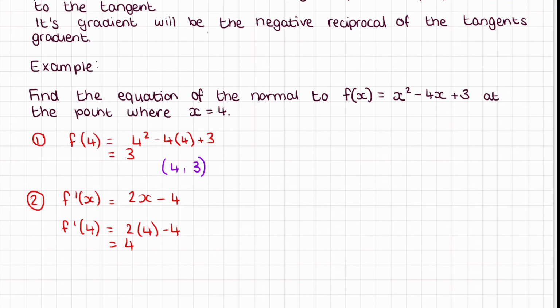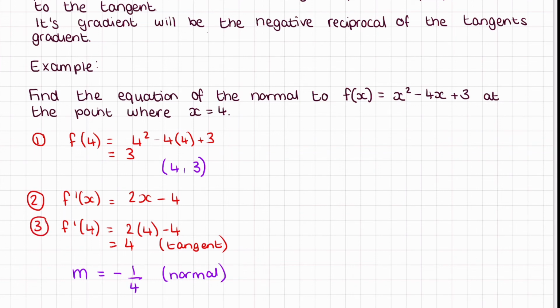Now from here, our gradient is going to be the negative reciprocal of this. So we have positive 4, which means the answer will be negative 1/4. So that's going to be the gradient of the normal. So the 4 here is the gradient of the tangent. Then we do the negative reciprocal to get the gradient of the normal.